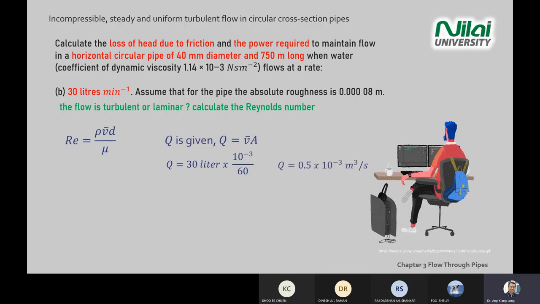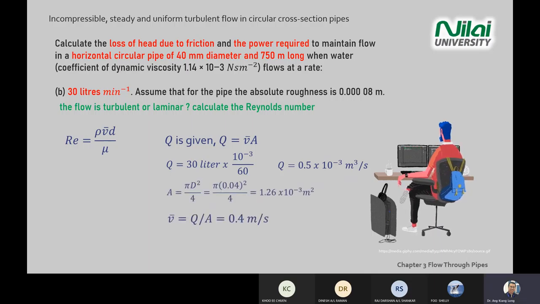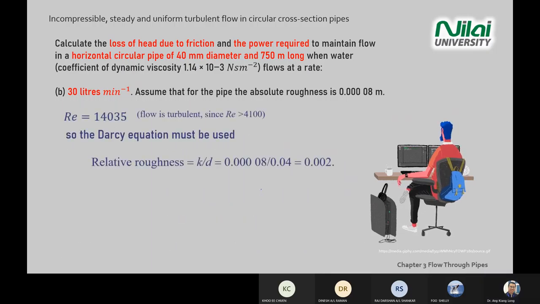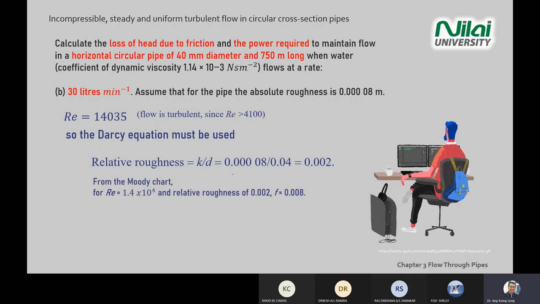All right, so repeat the same. From the volume flow rate, Q equals VA, you calculate the velocity. Velocity will drop to 0.4 meter per second. Calculate the Reynolds number. The Reynolds number will become 14035. You know that the magic number is 4000. If it's more than 4000, then you have a turbulent flow. Once it is turbulent flow, you need to use the turbulent equation. So you use the Darcy equation and the Moody chart.